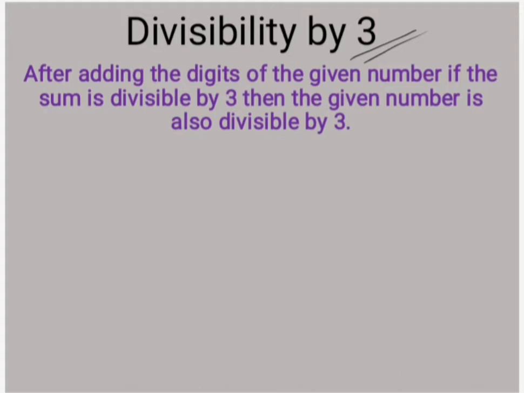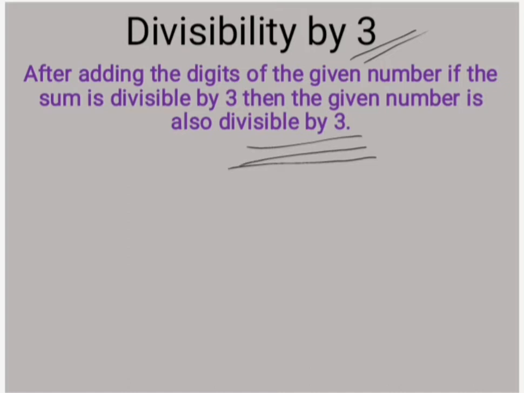Next, move on to the second divisibility rule, that is divisibility by 3. When we come to divisibility by 3, just by looking at the number, we cannot say whether it is divisible by 3 or not. After adding the digits of the given number, if the sum is divisible by 3, then the given number is also divisible by 3.